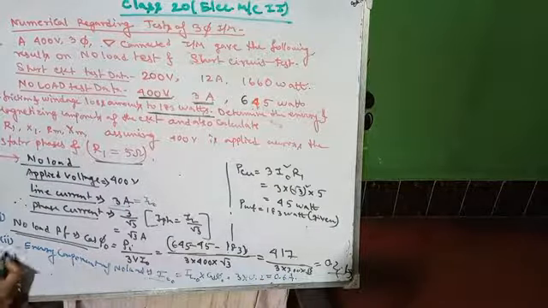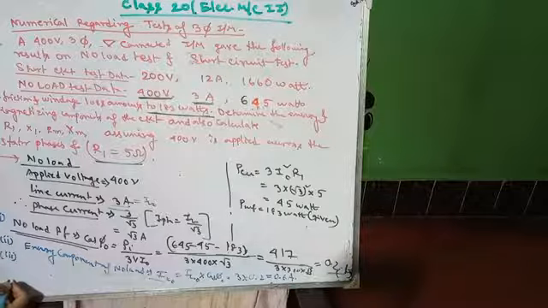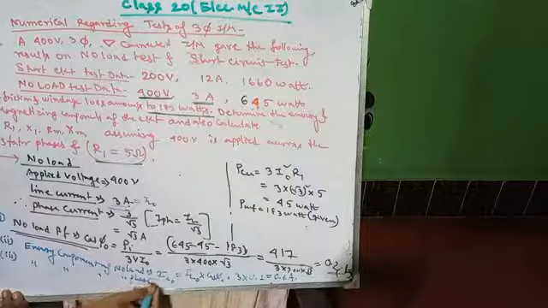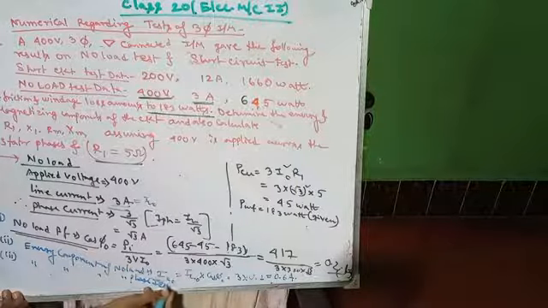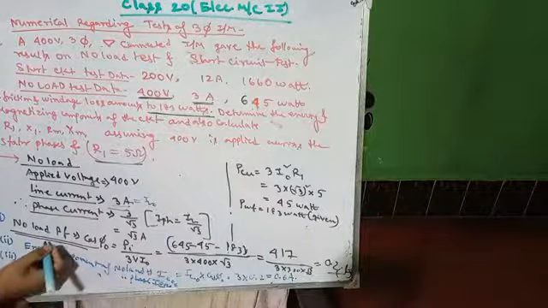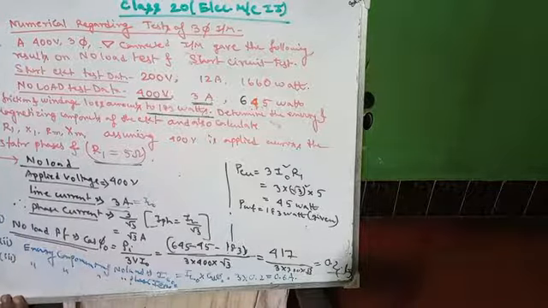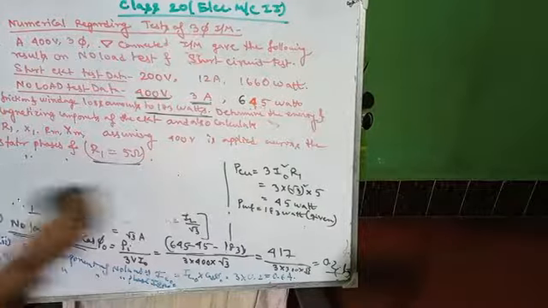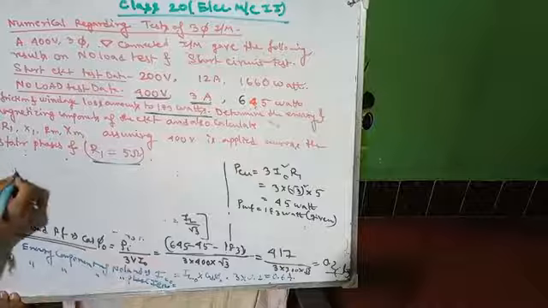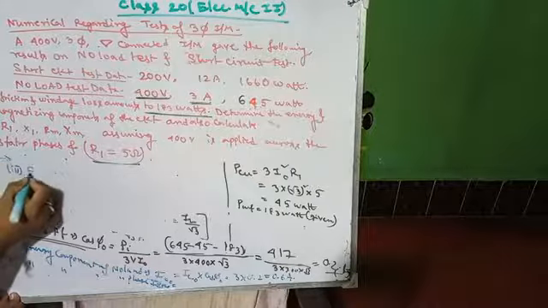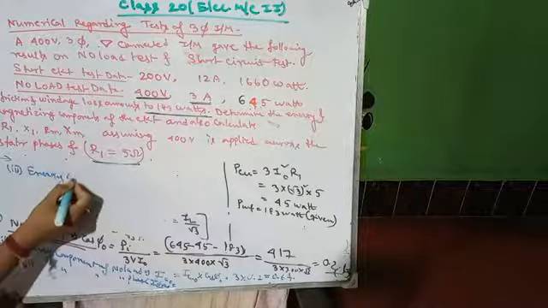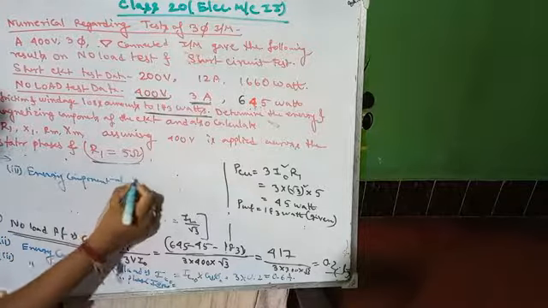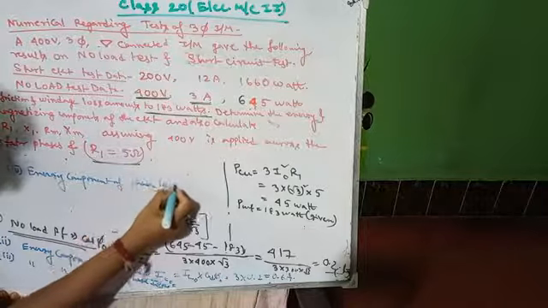Now the third one: the energy component of no load phase current, that is IEPH naught, which equals 0.6 divided by root 3.